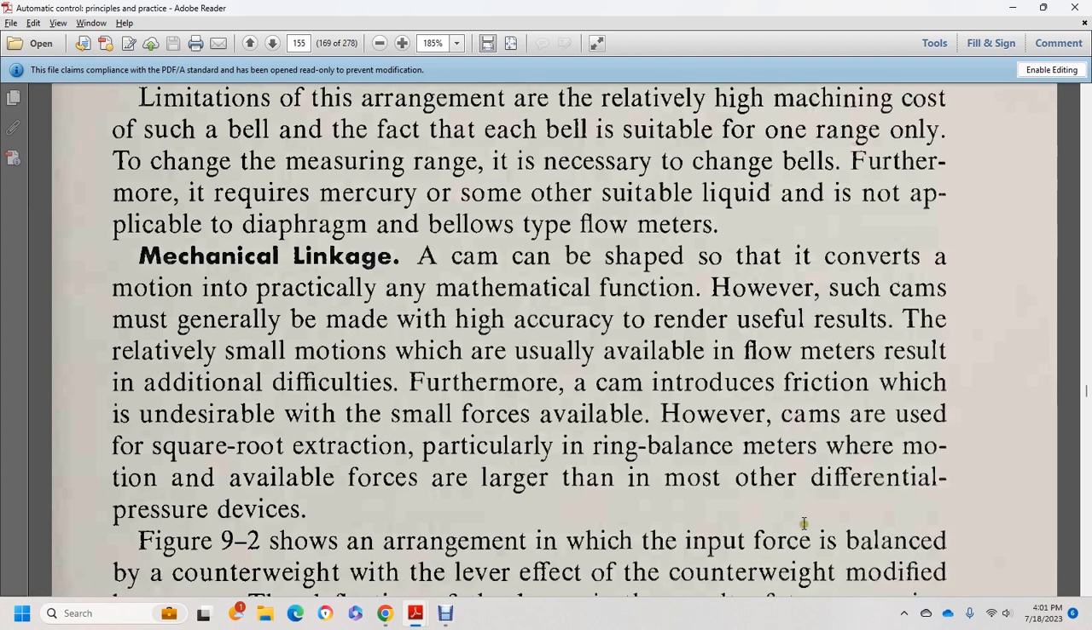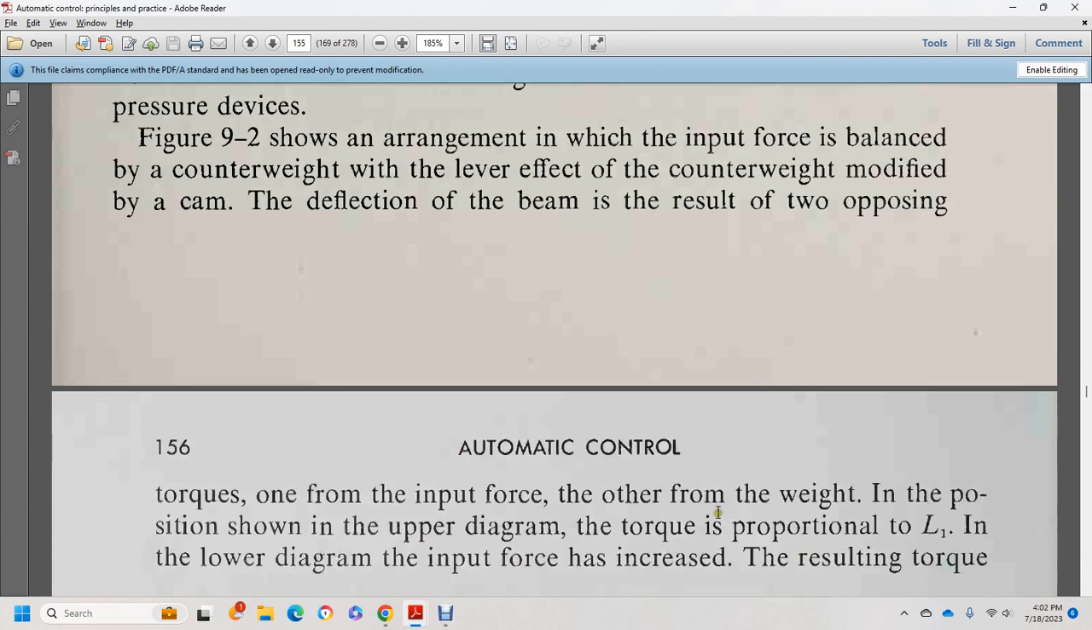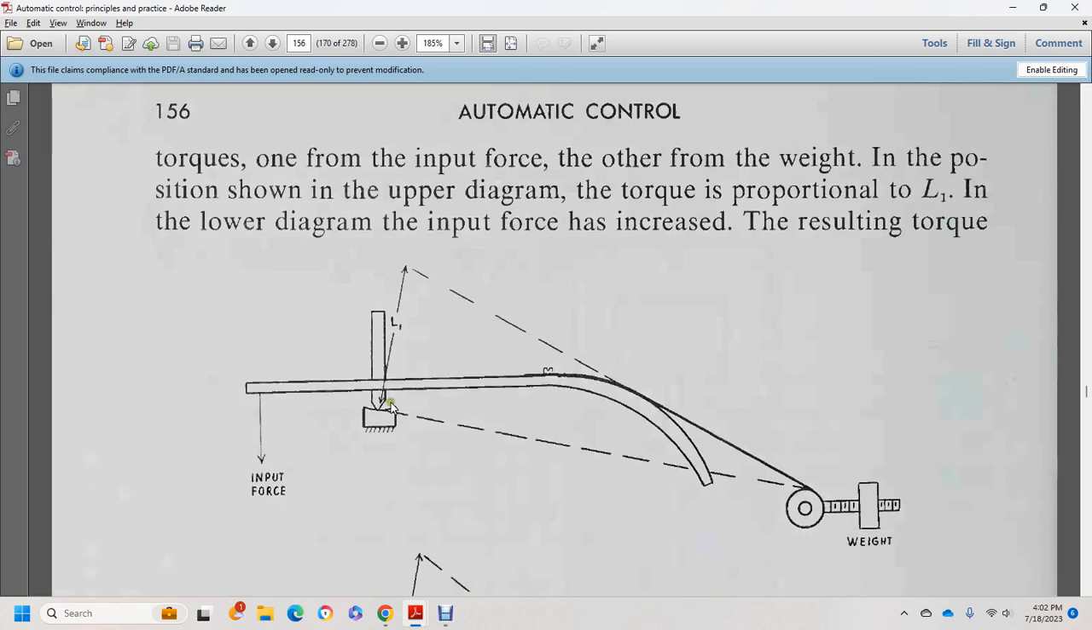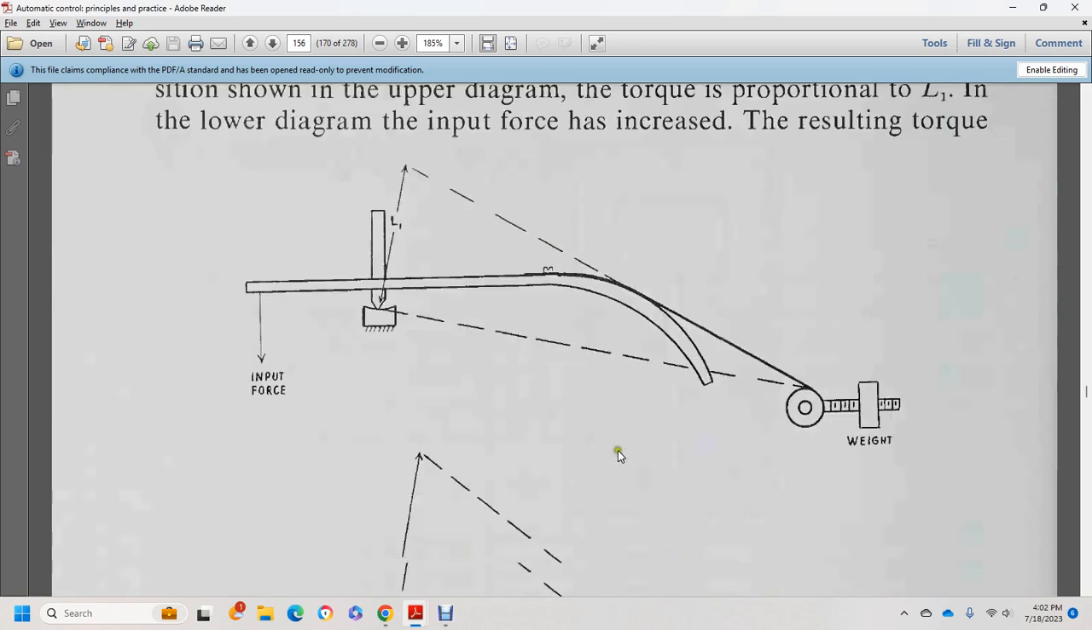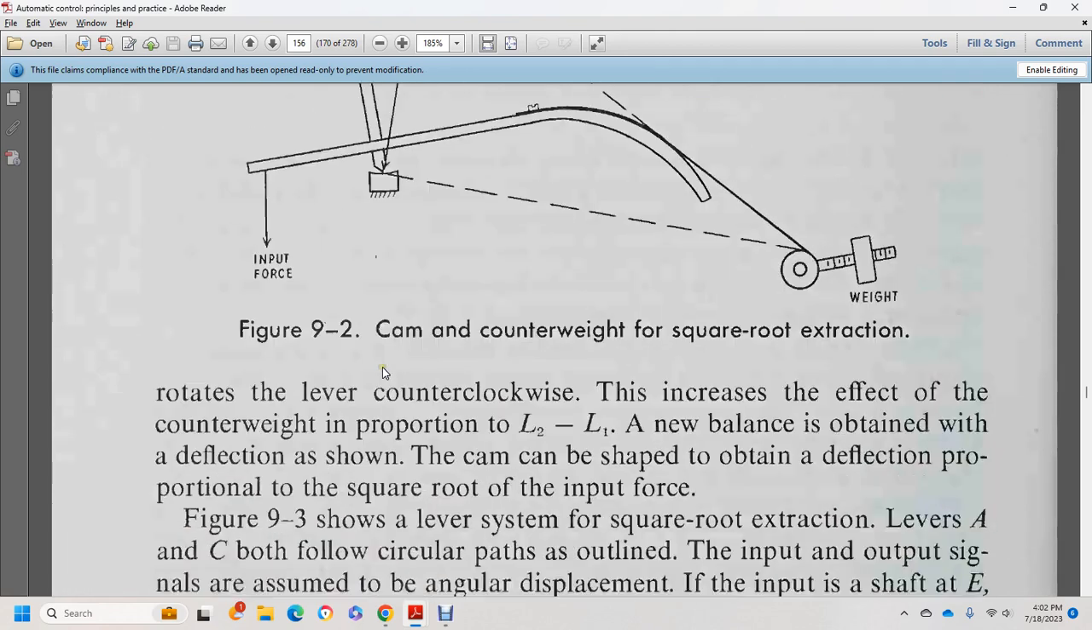is large, the most over the differential of the pressure device. Figure 9.2 shows the arrangement of which input force is balanced by counterweight over the lever effect with the counterweight modified by a cam, and the deflection of the beam is resolved with the two opposing torques, one over from the input force, the other from the weight. In this proportion and position shown, the upper diaphragm torque is proportional to the low input force 1 and the lower diaphragm input force, as decreed with the resultant torques or load 1. So the input force, and then show the weight, and then show the another input force and the weight on load 2.